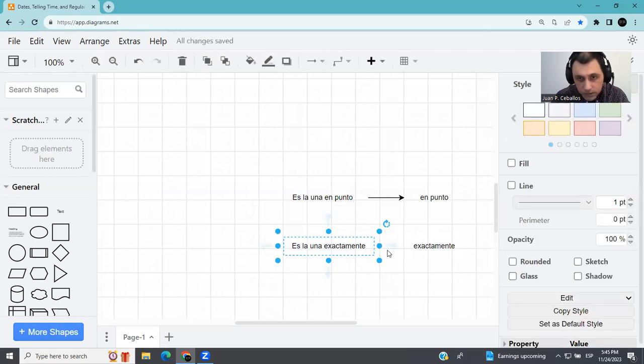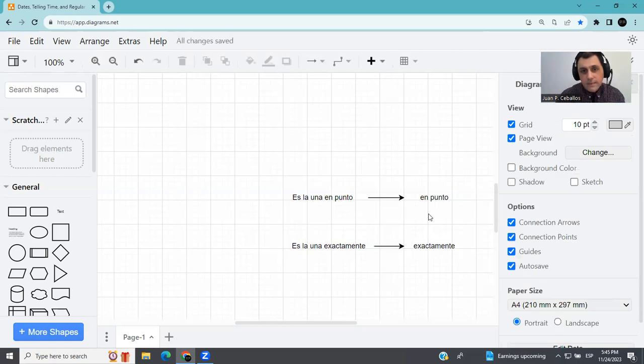Okay. There are two ways to say o'clock in Spanish, the same as in English. It is exactly 1 o'clock, or it is 1 o'clock. So this one is, it is 1 o'clock. And this one is, it is exactly 1. Okay. So exactly means exactamente. Two ways to say the same thing. And this is on page 47. You are following the book.